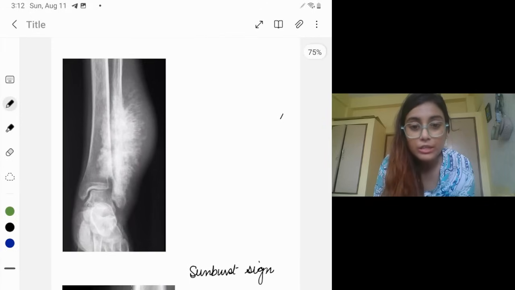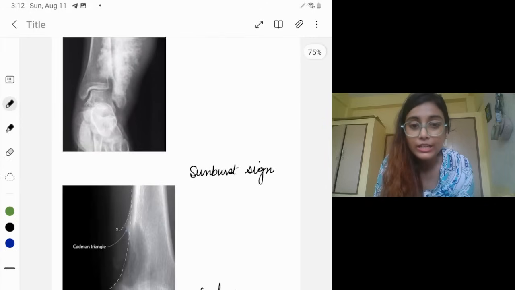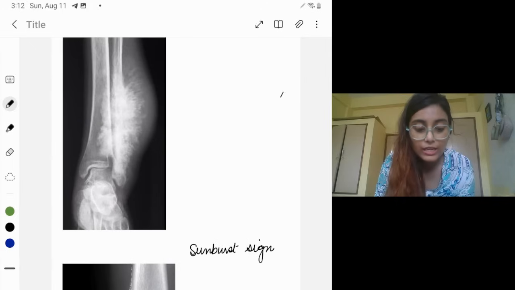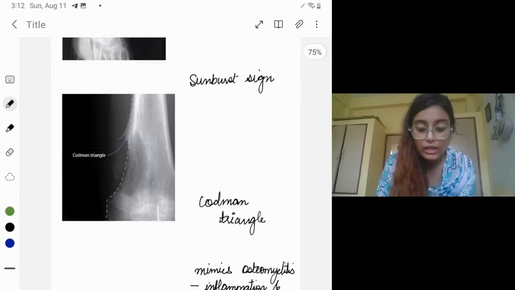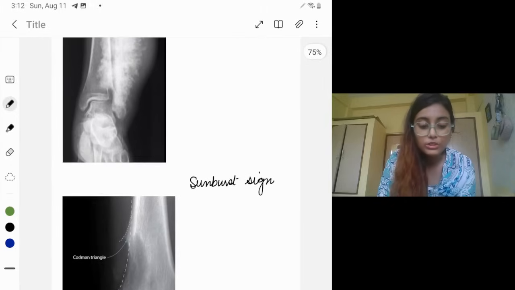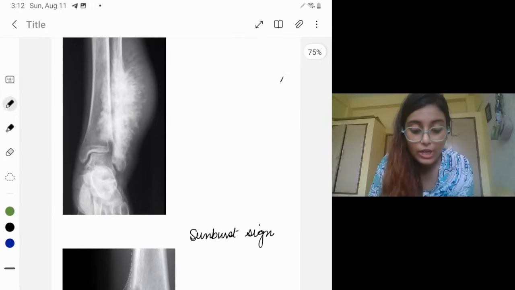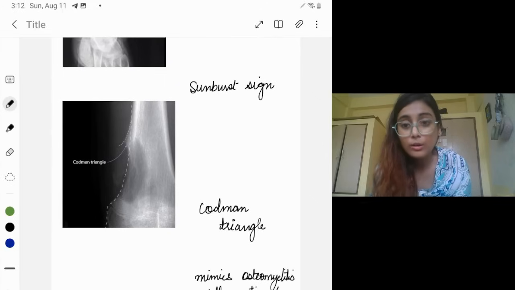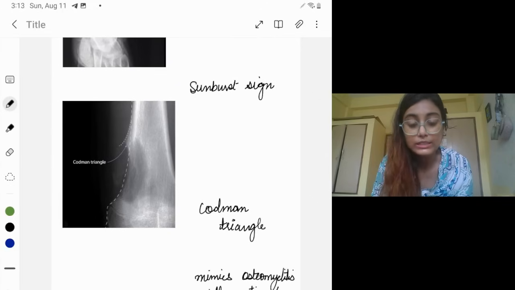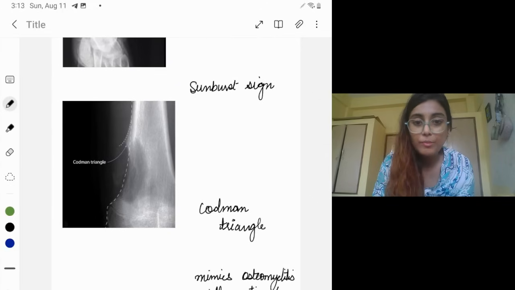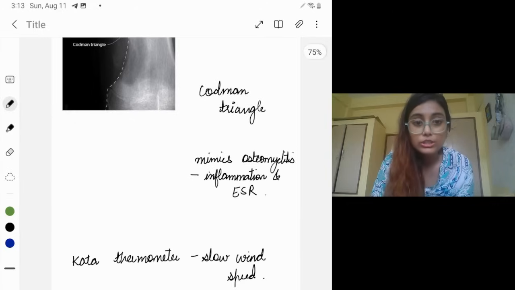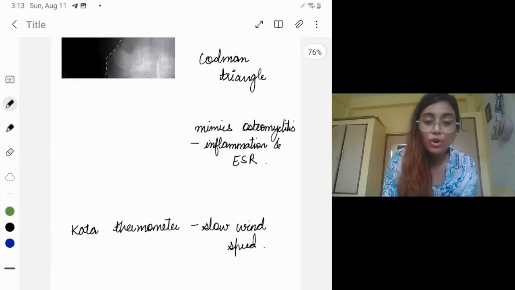Another question is, sunburst sign and Codman's triangle are seen in. So this is Codman's triangle and this is sunburst sign. These are both seen in osteosarcoma, but they had also given in the question that the tumor mimics osteomyelitis in the sense that inflammatory markers and ESR are raised. So this was a very easy question on osteosarcoma.